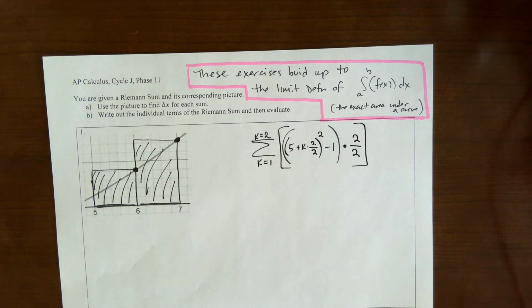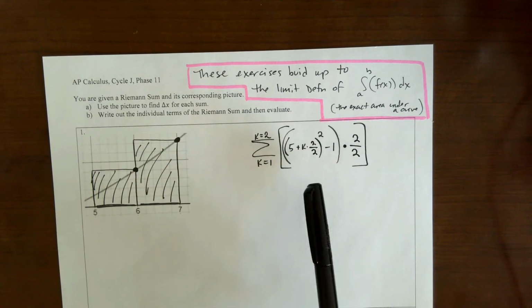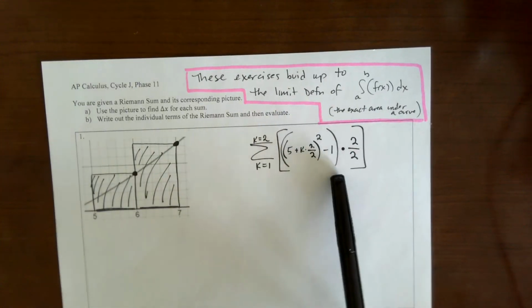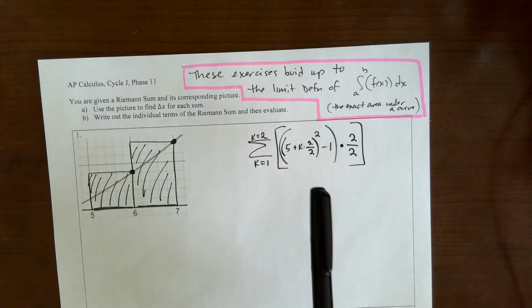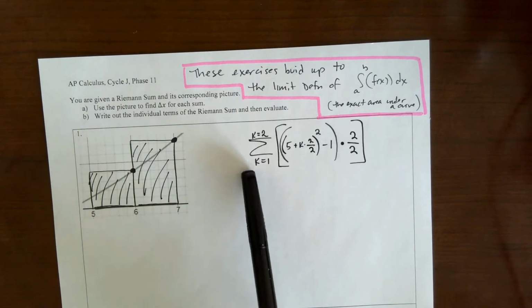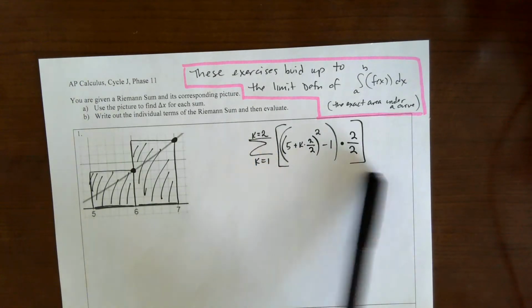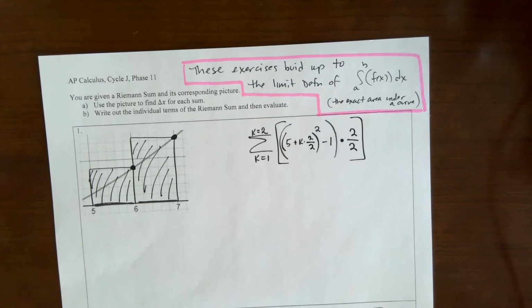Okay, and then I'll make it more clear next phase where this sum comes from, where the input on this sum comes from. Okay, and a Riemann sum is just a sum of rectangles. All right, so basically right now I'm just trying to show you how this particular notation works.